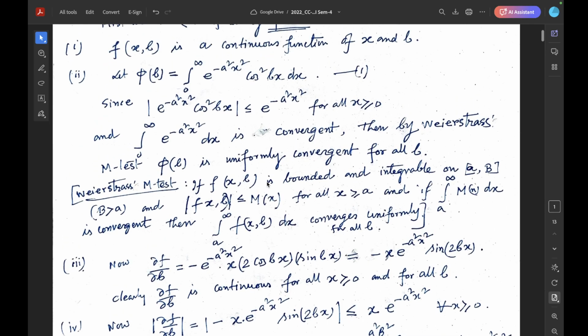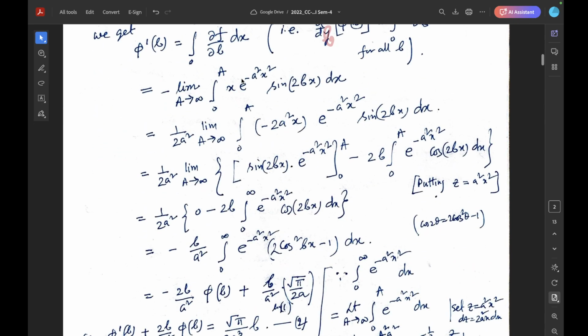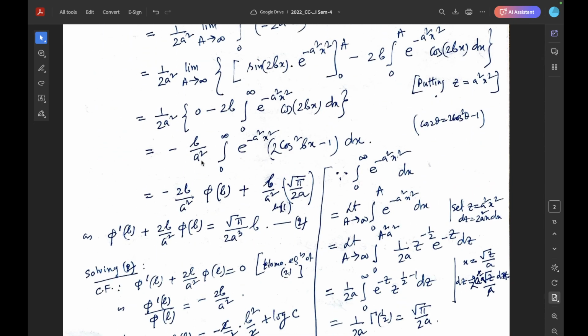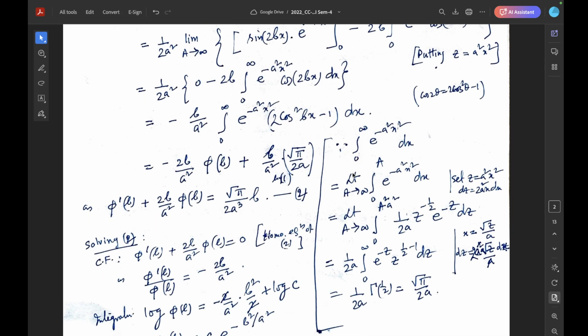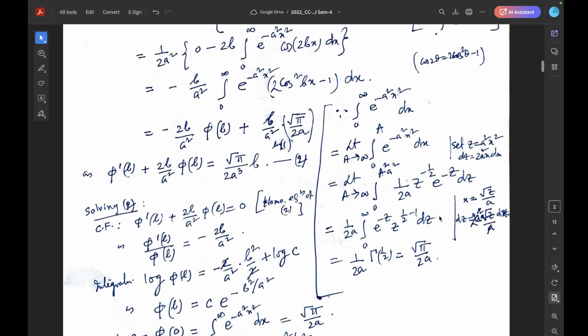This is the phi b, this is the phi b number 1. So we can write this phi b, and this minus into minus plus b by a square, integration 0 to infinity e to the power minus a square x square dx, this equals root pi by 2a. Because this integration 0 to infinity e to the power minus a square x square dx, putting z equal to a square x square, we get the gamma function, gamma half, 1 by 2a gamma half, root pi by 2a, so we get this.